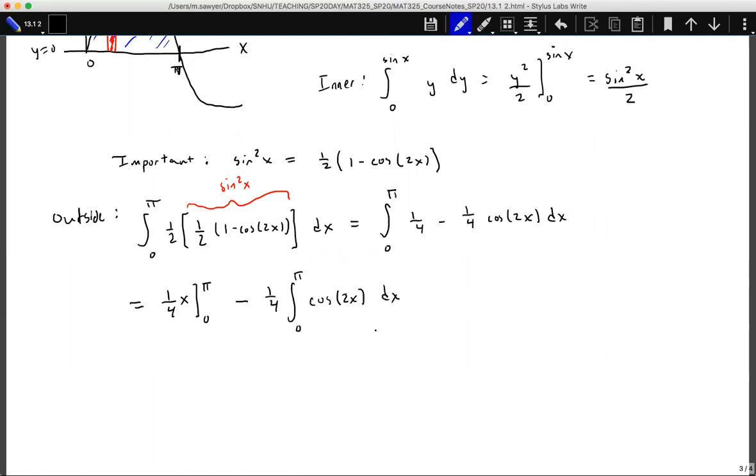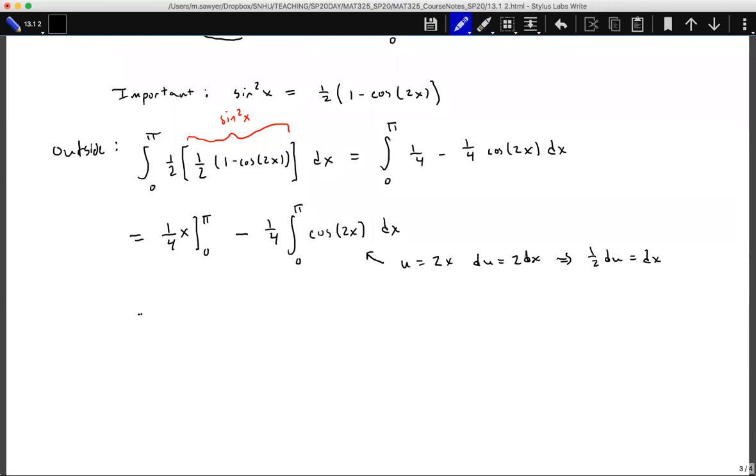This needs a u substitution, so if we let u equal 2x, du is equal to 2 dx. So that means 1/2 du is equal to dx.